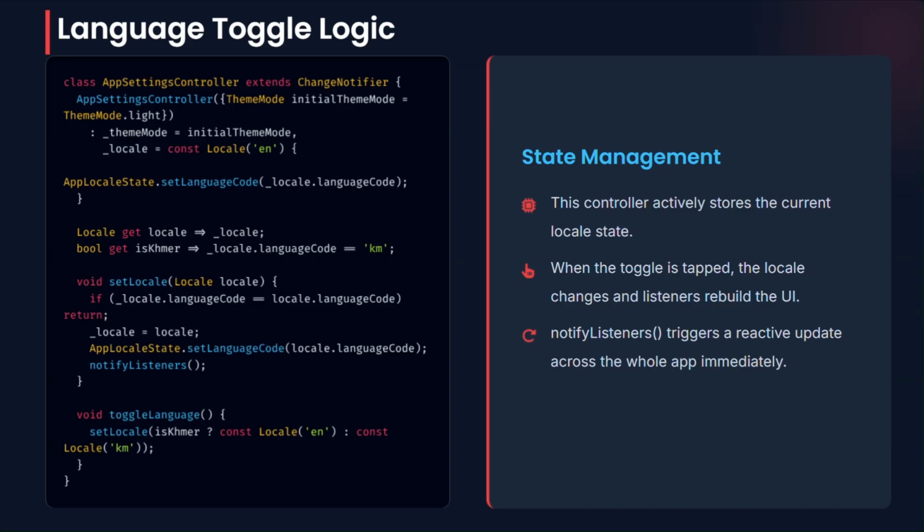Language toggle logic. This is the controller that manages the application's language state. When the user taps the language toggle, it updates the current locale and stores the selected language. And the notify listener method then rebuilds the user interface so that all screens immediately display the new language.